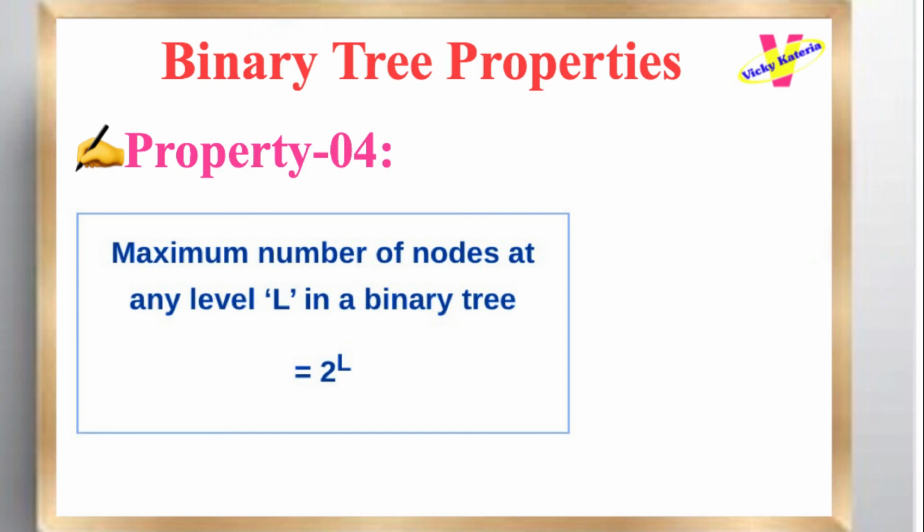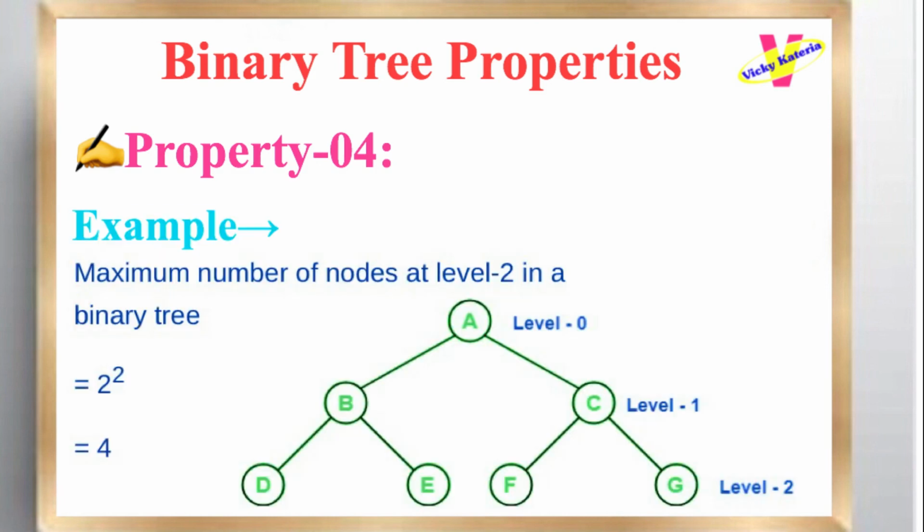Property 4. Maximum number of nodes at any level L in a binary tree equals 2 power L. Example: maximum number of nodes at level 2 in a binary tree equals 2 power 2 equals 4. Thus, in a binary tree, maximum number of nodes that can be present at level 2 equals 4.